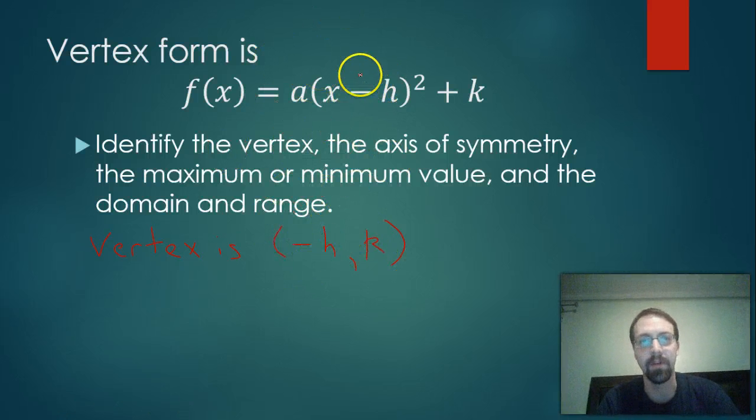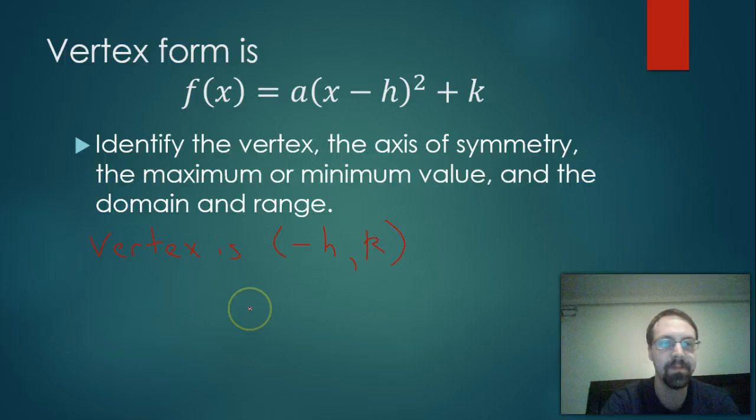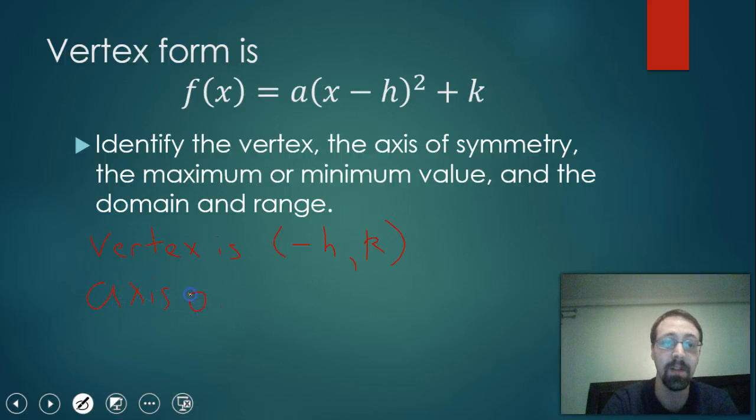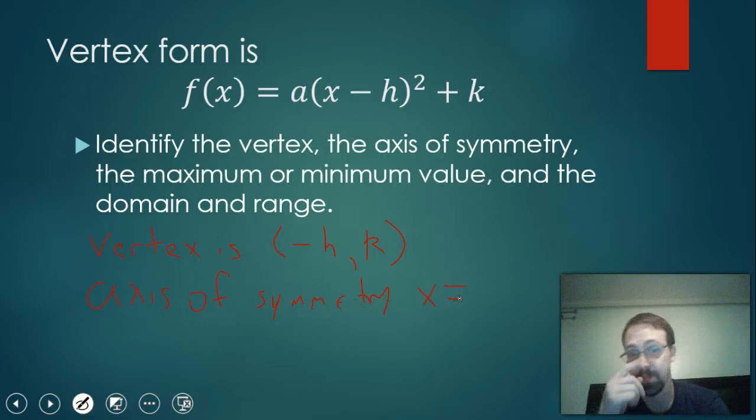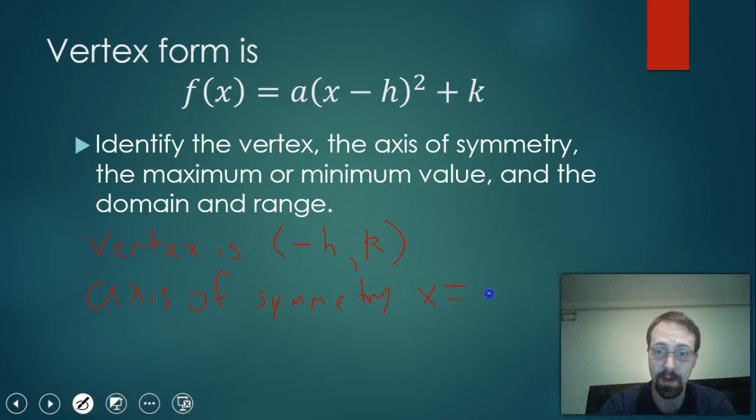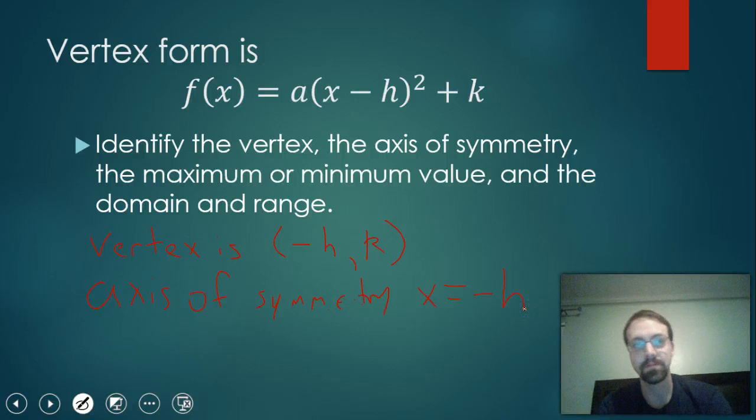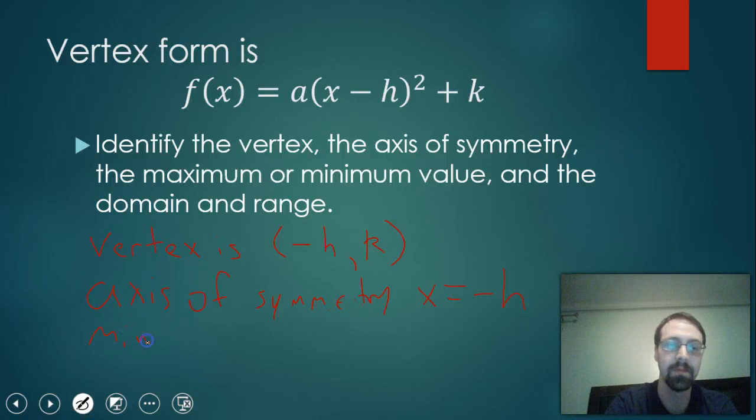Keep that in mind. A lot of you will get thrown off with the negatives. The axis of symmetry is a line. It's x equals negative h. Also, your minimum or your maximum is going to be whatever your k value is. The domain for parabolas is going to be the same: all real numbers.